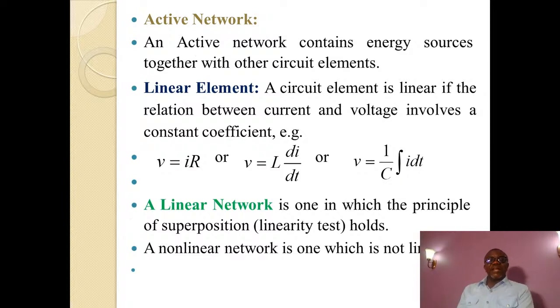Now, this circuit element could be a linear element. So when we talk of a linear element, we say that a circuit element is said to be linear if the relationship between current and voltage involves a constant coefficient. Example, when we talk of Ohm's law, V equals IR.